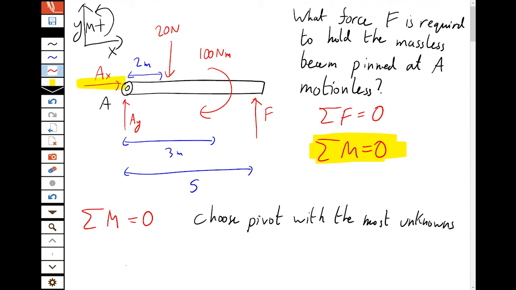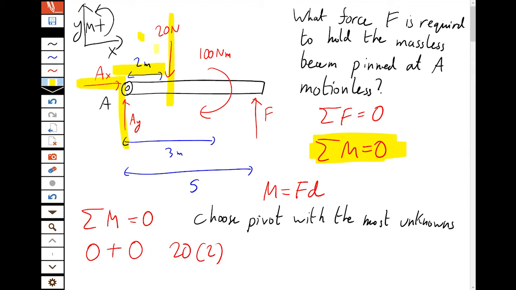AX goes right through the pivot, so its moment is 0. AY goes right through the pivot, so its moment is 0. The 20 newtons is a perpendicular distance of 2 meters away. Remember, moment is force by perpendicular distance, and that's turning clockwise. But we know counterclockwise is positive, so that's negative.